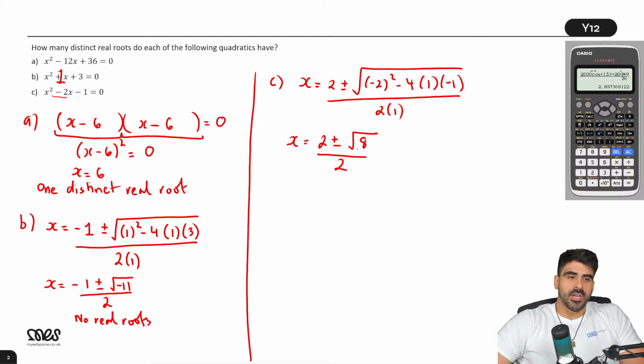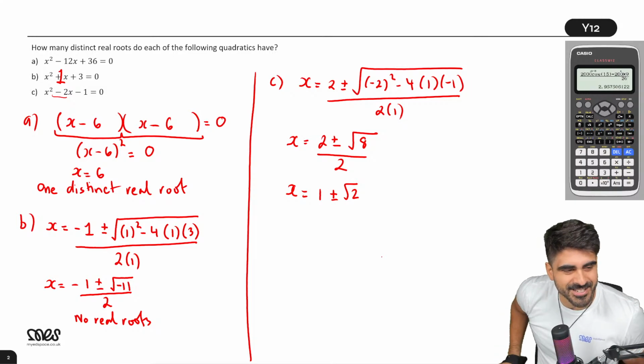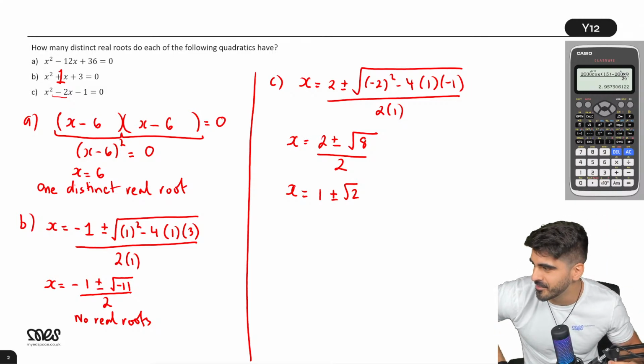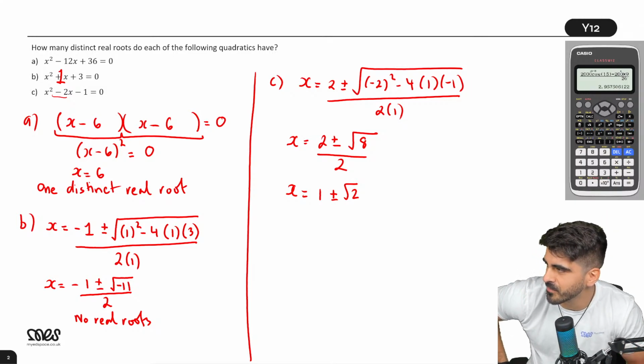Then when you type in that whole thing, you should get 1 plus or minus root 2. Just double check that. The fact that you and Lydia said it at the same time is kind of crazy. You guys streaming together or something.